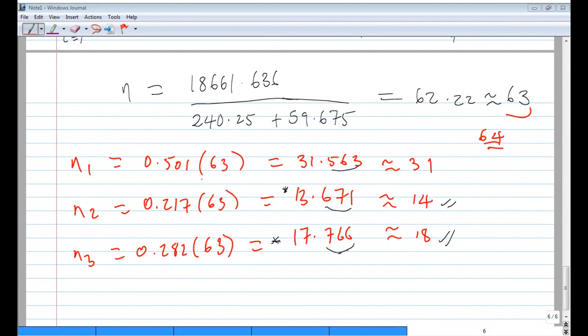This one 766, 671, 563. Then we look for the one that is the biggest. Here, if you check, 766 is the biggest of them all, and this one is the second biggest, 671, and this one is the last. Then you start from the biggest. Round this one first, 17.766 to be 18. Then you go to the second biggest, which is this one. You round it off to be 14. Then this one, because if you round it off, it's going to give you 64, you just leave it like that as 31. So when you add them up, they must give you what? 63. That's what we did.